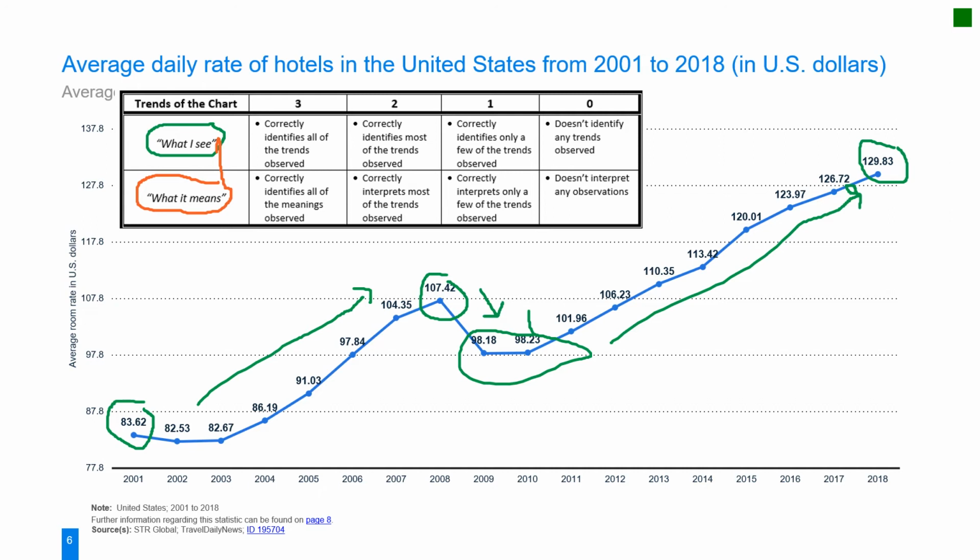We could say in general, in the course of 17 years, that the daily rate of hotels in the United States has increased. I can also say that it was continuing that trend until 2008, when there seems to be a drop-off. And I would say, well, that would make sense. Even though you may know that this is the time that we were having a recession, it would make sense that the daily rate of hotels would drop.